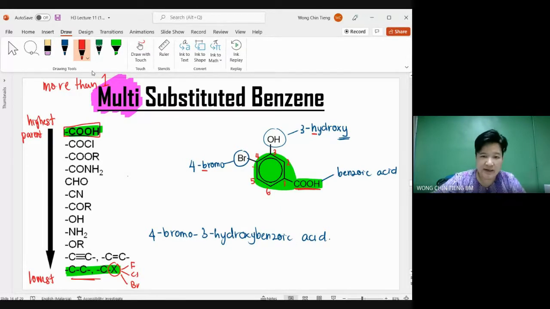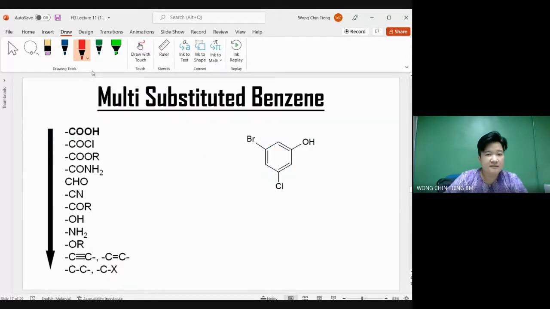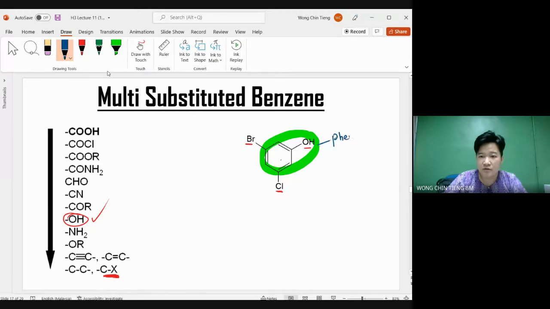Okay, next. Same thing, that is my highest priority. So over here, saya ada Br, saya ada Cl, saya ada OH. Check lah, OH duduk mana? OH duduk sini. Cl, Br duduk sini. OH menang. So OH menang bermakna OH jadi parent. OH duduk dengan benzene, nama dia phenol. Dan kalau OH jadi parent, carbon ini carbon nombor 1.